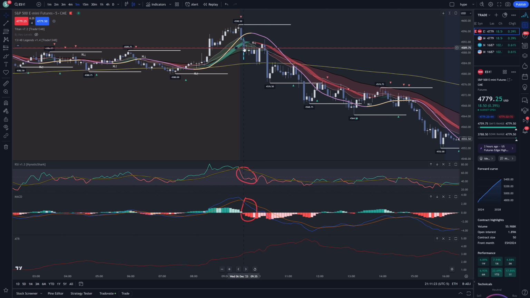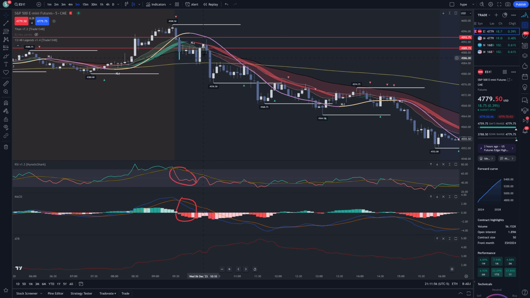So let's say $3. Your stop is going to be $3 above 4589.75. Okay, so your stop is going to be at 4592.75. And let's find that somewhere here. 4592.75 at or about right here. There you go. This should have you clear of any stop outs.